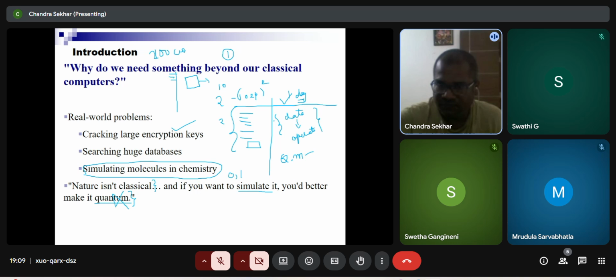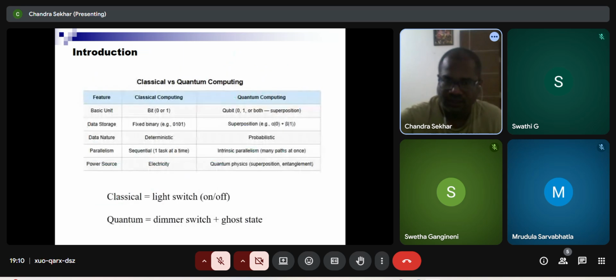Only thing is the way we represent the data, the way we operate on the data, these two will change, and that reduces a lot of computation time. That's it. So see here, we'll go slowly. In general, we use bits. Bits means 0 comma 1. That is what our classical computing is.